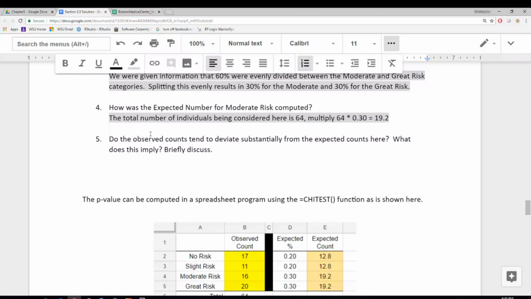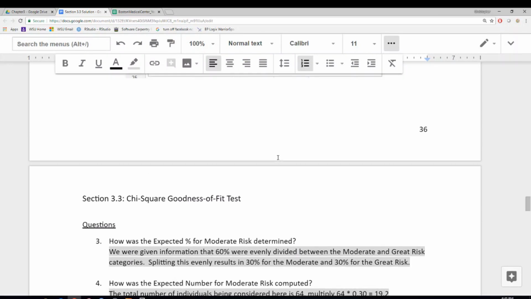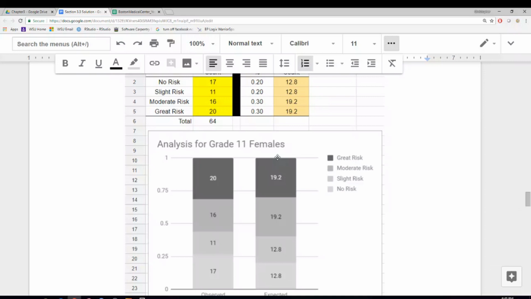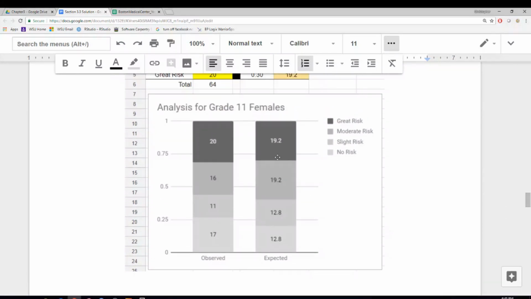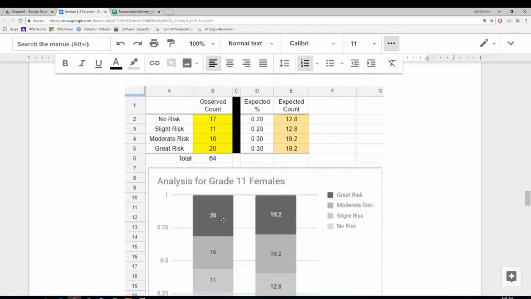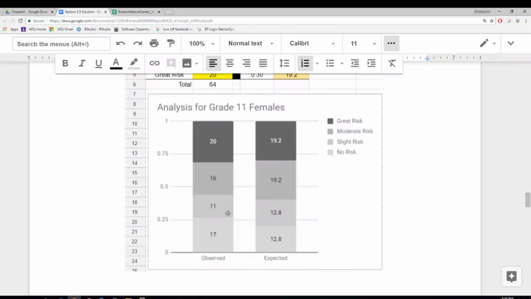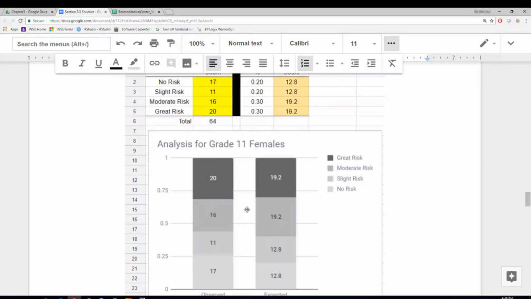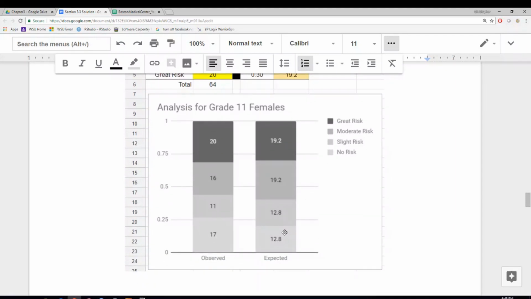Oops, sorry about that. Okay, the next question. Do the observed counts tend to deviate substantially from the expected counts? So I went ahead and provided a graph for us to look at that. So if we go back up here on page 36, on the left-hand side, I got the observed counts. Okay, so it's the 17, 11, 16, 20 here. And then on the right-hand side, I got the expected counts. Again, 20% here for each of those categories and 30% here for each of those categories.